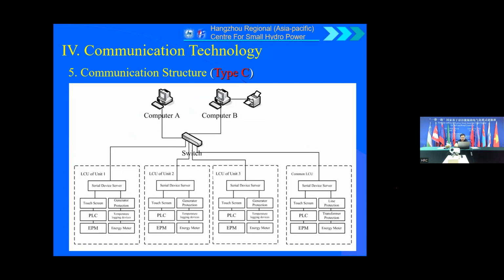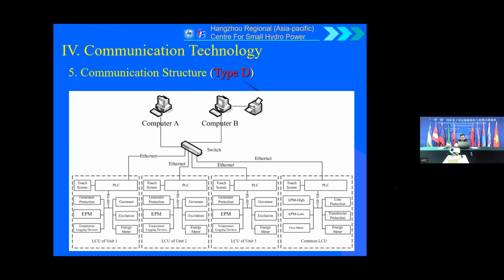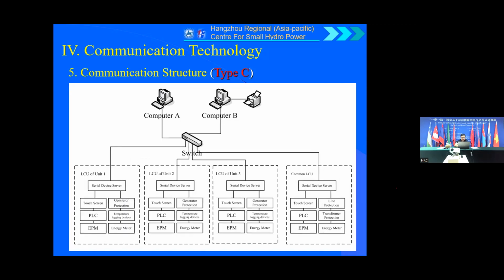Type C, we can see we use the serial device server for each LCU, and all these serial device servers will connect to a switch, and we use Ethernet cable for the communication. You can see for each PLC we have a serial port. We communicate with all these devices by the serial port. For type C, the computer will communicate with all these PLCs, with all these EPMs and energy meters.